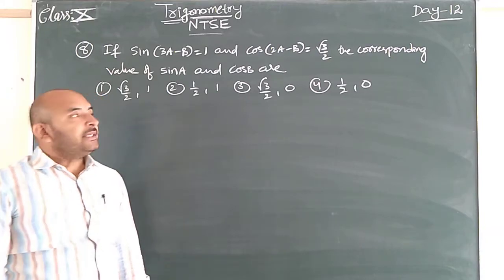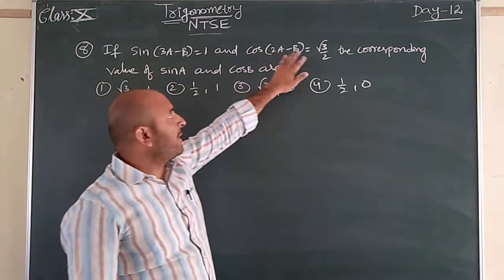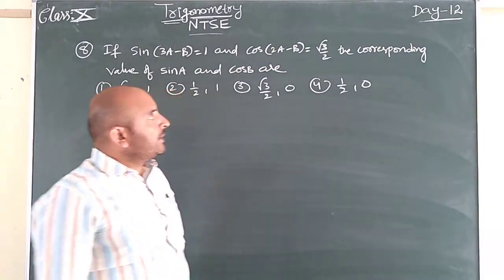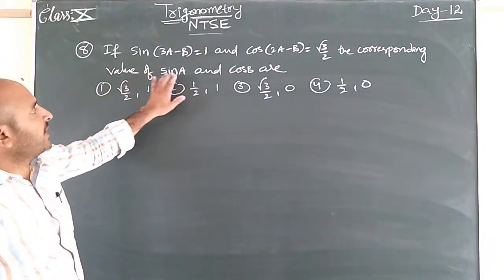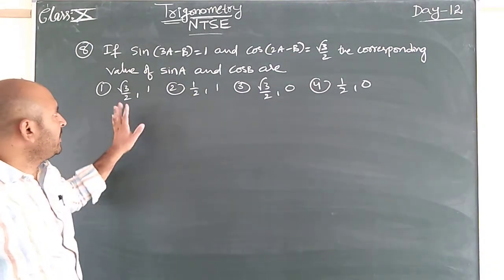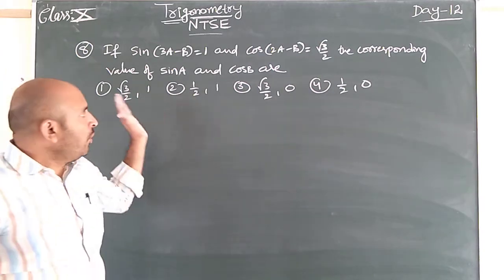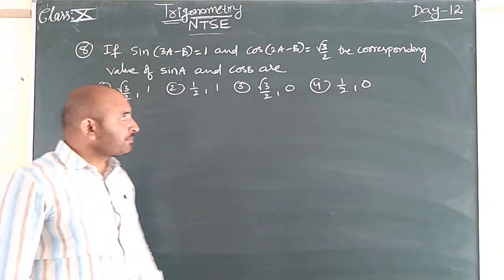Next, problem number 8. If sin of (3a minus b) is equal to 1 and cos of (2a minus b) is equal to root 3 by 2, then what are the corresponding values of sin a and cos b? You should find out two values: one value for sin a, the second value for cos b. Identify which option is correct.